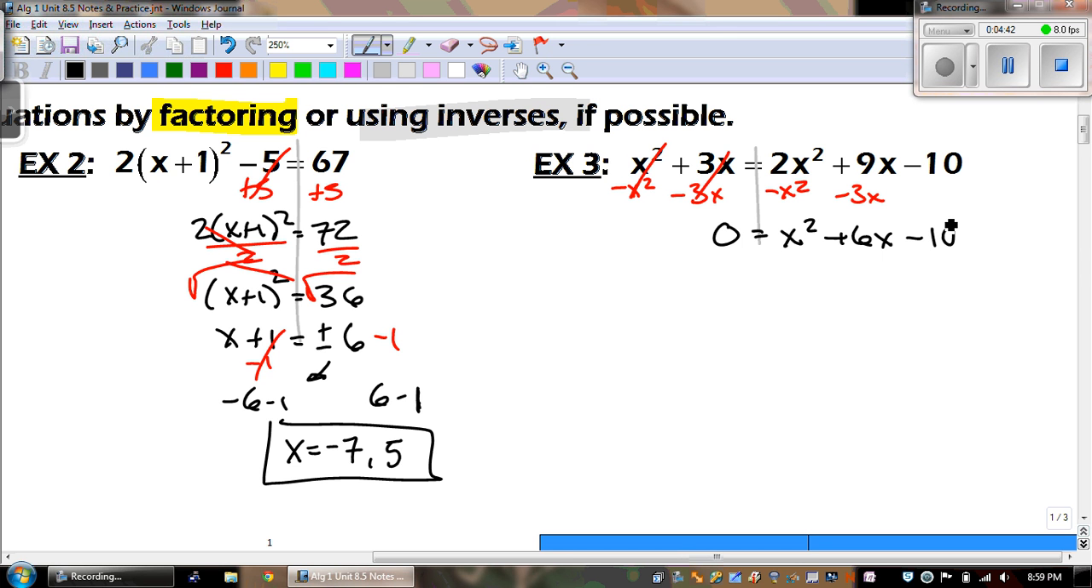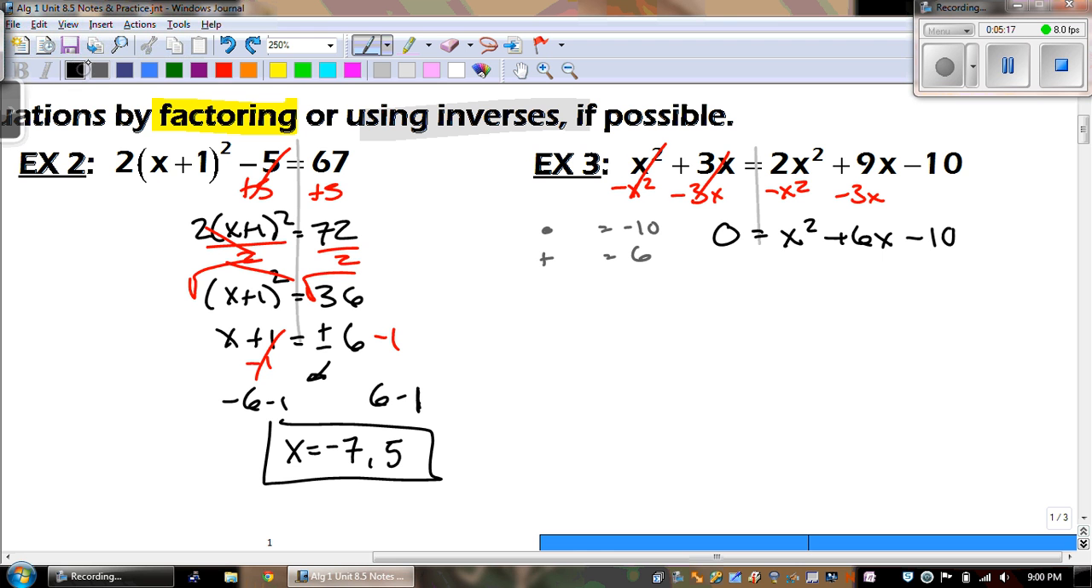Okay, so let's see. Can we solve it by factoring? We're looking for numbers that multiply to get negative 10 and add to get 6. I can't think of anything, can you? No. Okay, well, we can't factor it. There's no GCF. Can we solve it with inverses? No, we can't solve it with inverses because there's a linear term.